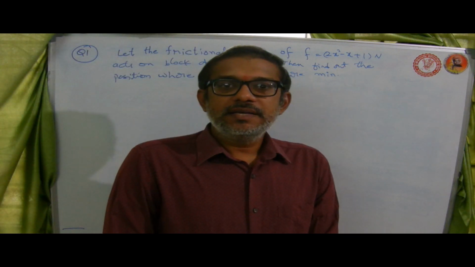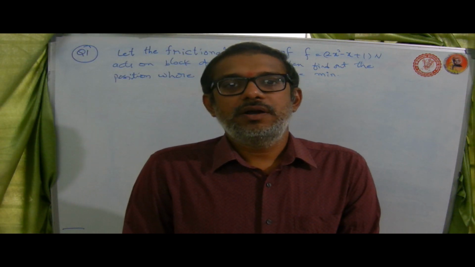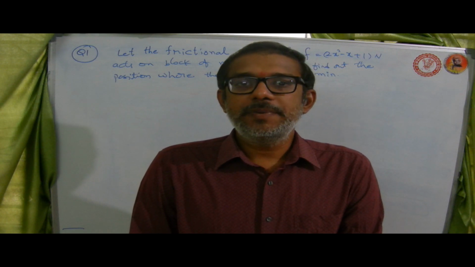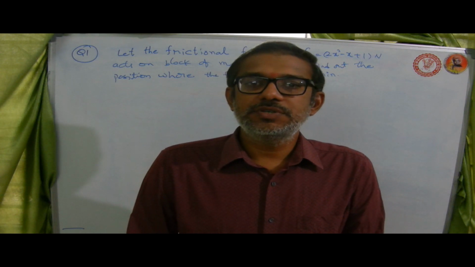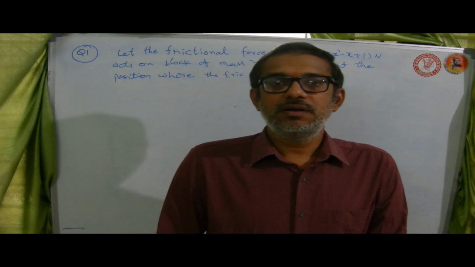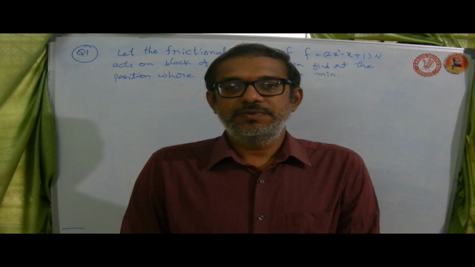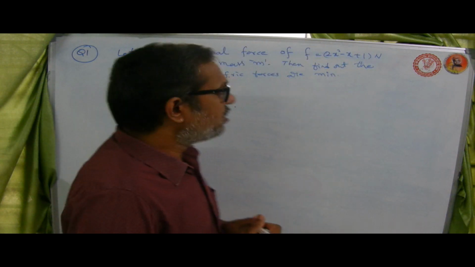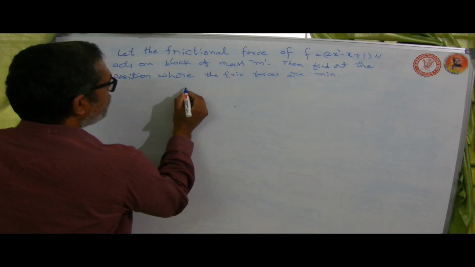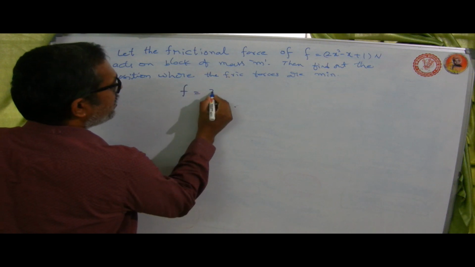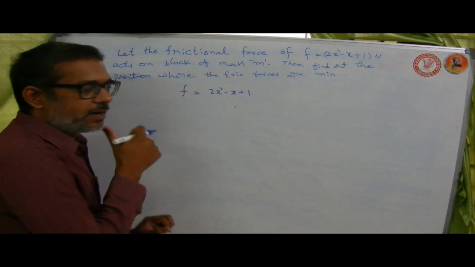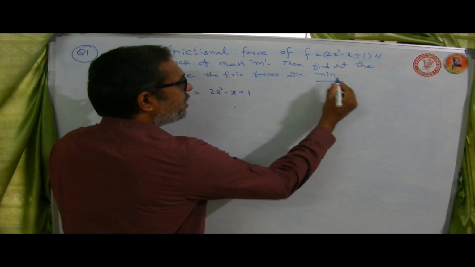From yesterday's class, we concluded that frictional forces are independent of position, but depend on the nature of the materials in contact and also on the temperature of the surfaces in contact. But it is an interesting problem. In this case, the frictional force magnitude F is given as a function, 2x square minus x plus 1. We need to find out the minimum.